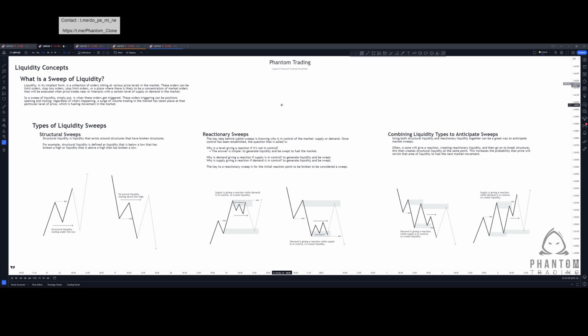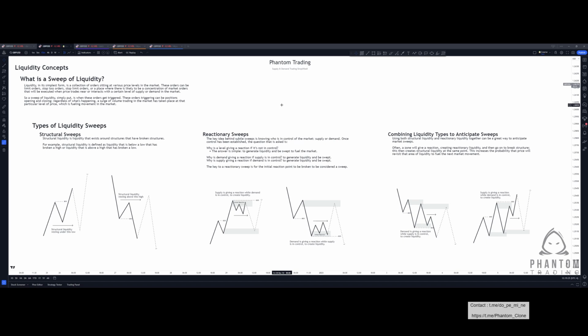So again, like we said, liquidity in its simplest form is a collection of orders sitting at various price levels. The orders can be limit orders, stop loss orders, stop limit orders, or a place where there is likely going to be a concentration of market orders that will be executed when price trades near or interacts with a certain level of supply or demand in the market.